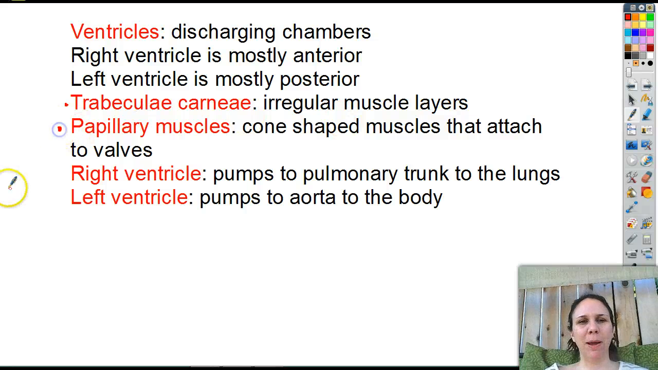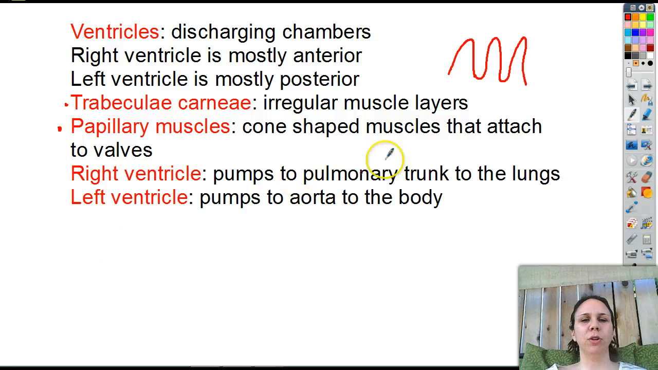We also have these things called papillary muscles, which are, remember papillary? Nipple-shaped. So these are little muscles that are, hey, look at that, nipple-shaped. Cone-shaped muscles that attach to valves. And then the right ventricle will pump blood to the pulmonary trunk and then to the lungs, so it's a little bit smaller because it only has to go that far, whereas the left ventricle has to pump to the aorta to the rest of the body, so it's really super thick because it's got to pump all the way up to here and all the way down to your toes.